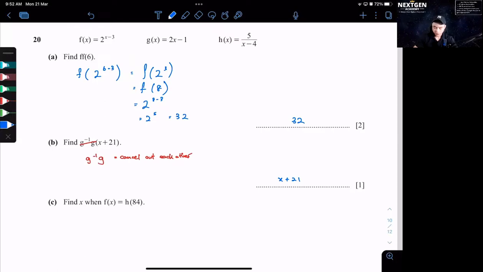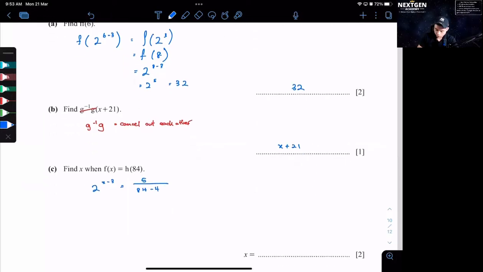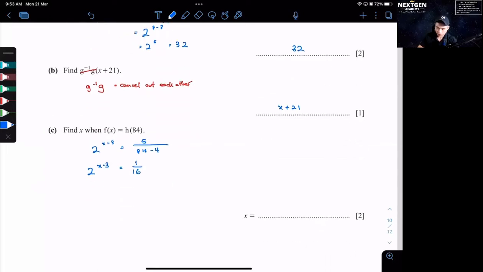Okay, question C. Find x when fx equals h bracket 84. Okay, so let's just write it down. 2 to the power x minus 3. Then this is my input. This will be 84 minus 4. Okay, and let's simplify it. Type this in the calculator, you will get 1 over 16. So how do we solve for this? I got 1 over 16.